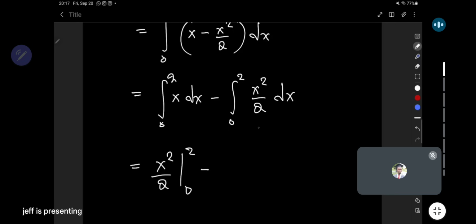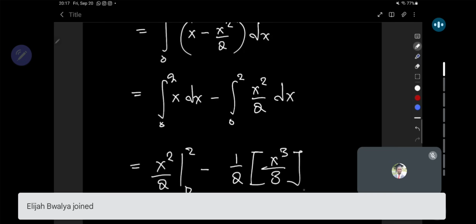So the second part here, to integrate this, I already have that 1 over 2, which is already present. I'll integrate the x squared, I'll add 1 to the 2 to make it 3. So this will be x to the power 3 over that same 3. This is changing from 0 to 2.